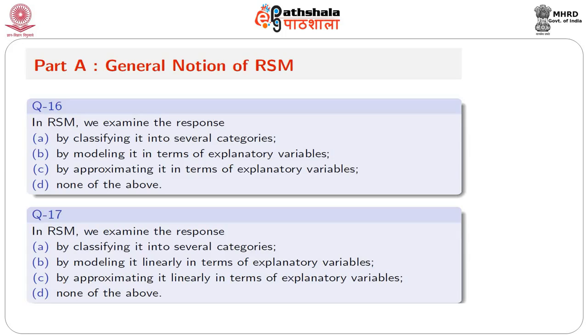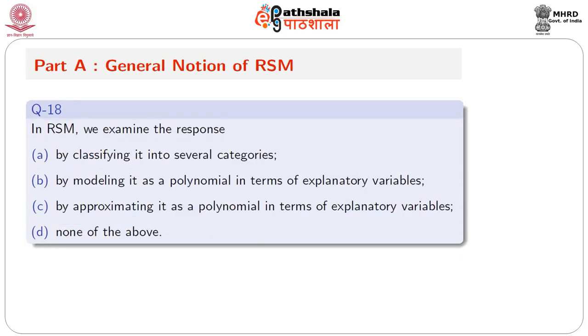Here the next one is: in RSM we examine the response by classifying it into several categories, by modeling it linearly in terms of explanatory variables, by approximating it linearly in terms of explanatory variables, and none of the above. In response surface, we never talk about linear. We have to go beyond linear to be able to see the surface well. Therefore, the ideal response should be D, because you should dig more into the nature of the response. None of the above is the correct answer.